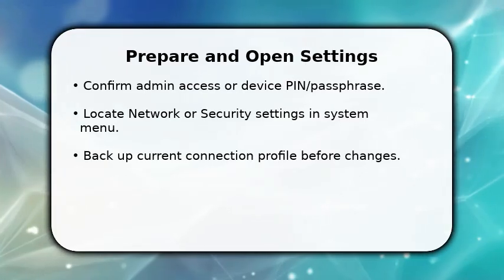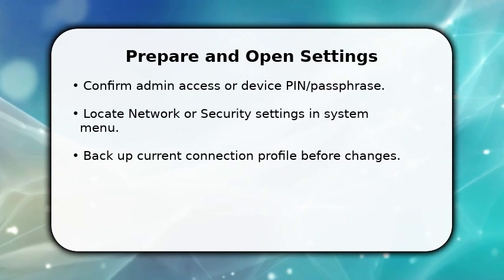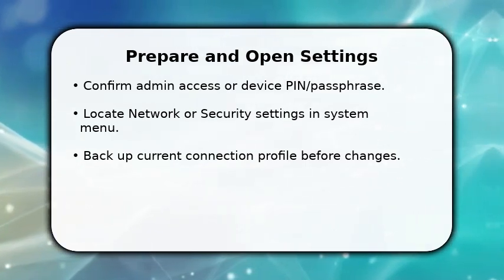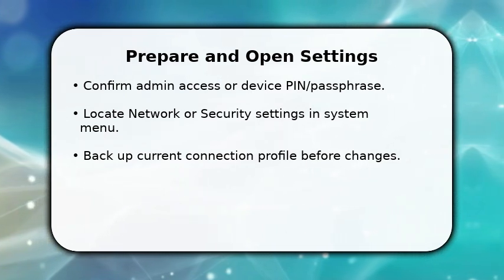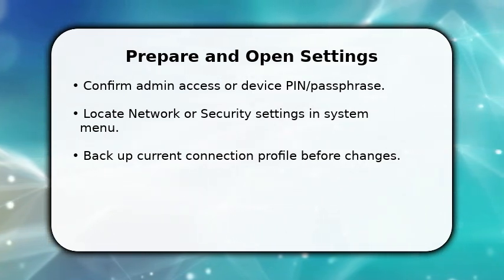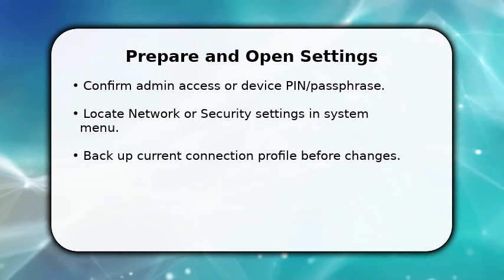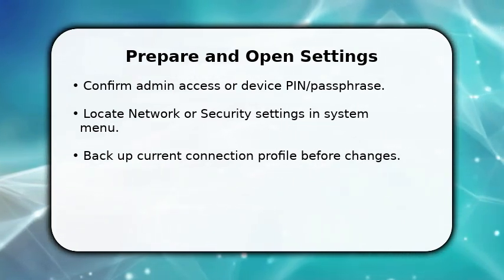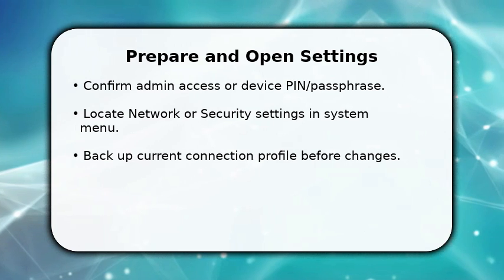You start by confirming you have administrator access. This is necessary to change security settings. Once authenticated, open Settings and navigate directly to Network or Security options. Make sure to locate the specific connection profile you plan to edit and back up its current configuration so you can restore it if needed.